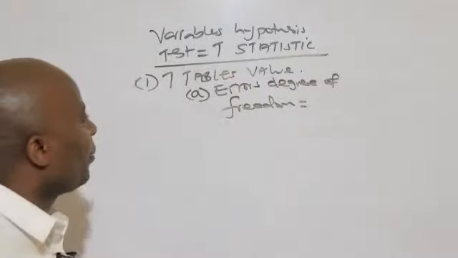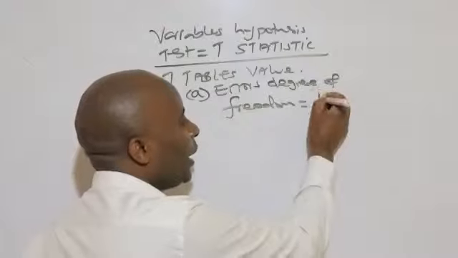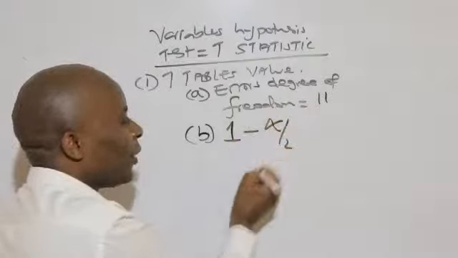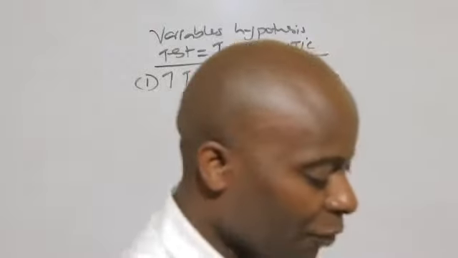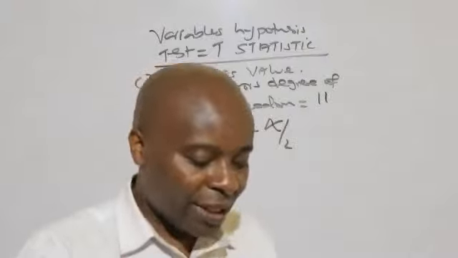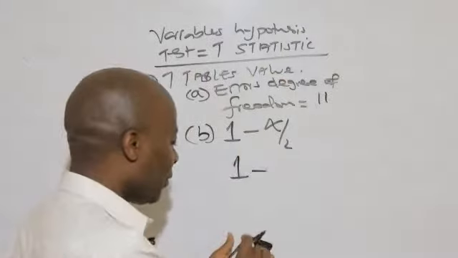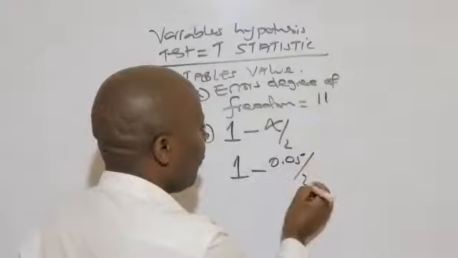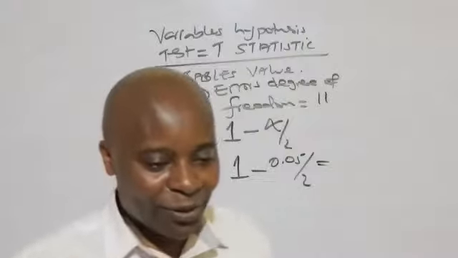So we have here the t tables value. The error degrees of freedom, they are telling me, are 11. And then number 2, I need this concept of 1 minus alpha over 2. Remember, alpha is the significance level, which here is 0.05. So 1 minus 0.05 divided by 2.